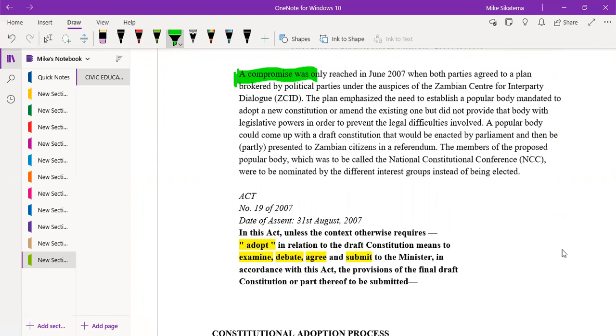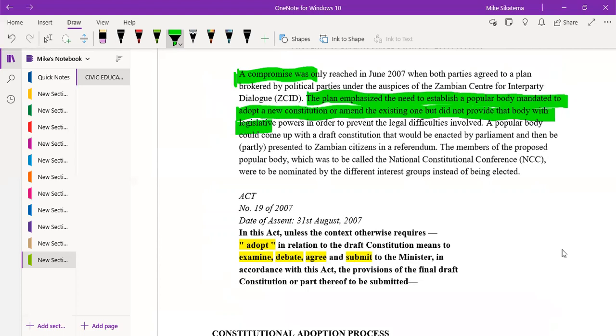The plan emphasized the need, and here's the interesting part, to establish a body mandated to adopt a new constitution or amend the existing one, but did not provide that body with the legislative power in order to prevent the legal difficulties involved. So a popular body could come up with a draft constitution that could be enacted by parliament. So you can have a body.